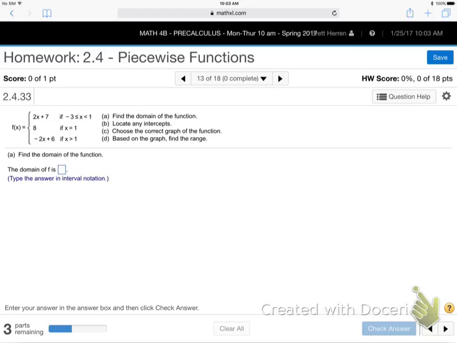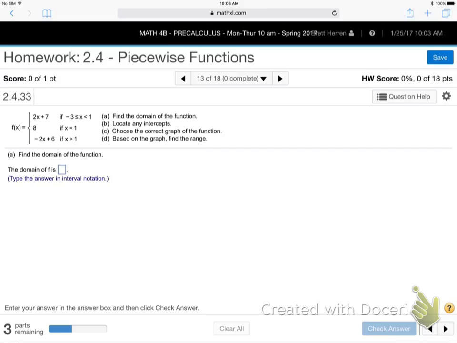Okay, so we'll pick it up there with number 13. Piecewise functions. Definitely one of these on the exam next Wednesday, Thursday. So how do you do piecewise functions? You do them in pieces.